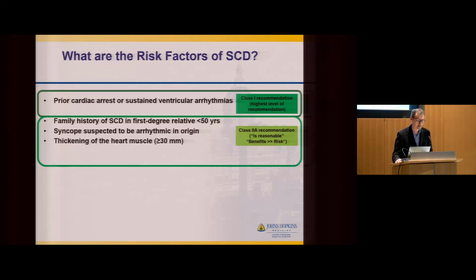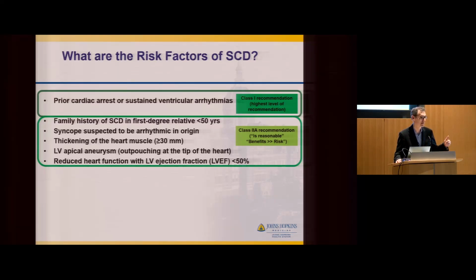If you have severe thickening of the heart muscle, so a heart muscle should be less than 1 centimeter in thickness. If it is greater than 3 centimeters, we know that this is a significant risk factor. If you have an outpouching of the heart at the tip of the heart, we call this a left ventricular apical aneurysm. We know that those are associated with an increased risk of sudden death. And then last, if your heart function in hypertrophic cardiomyopathy is lower than expected, even a little bit lower, that increases the risk, because what typically happens in hypertrophic cardiomyopathy is that the heart muscle actually is stronger than normal.